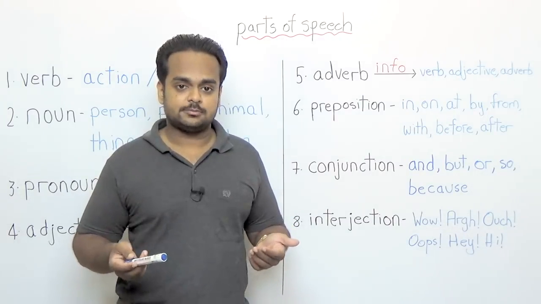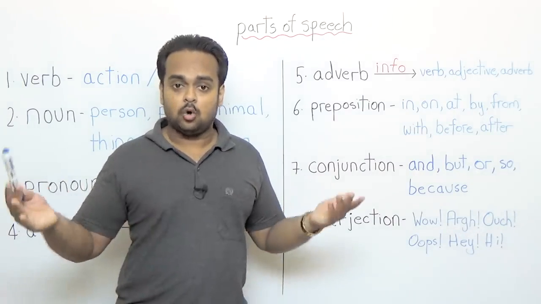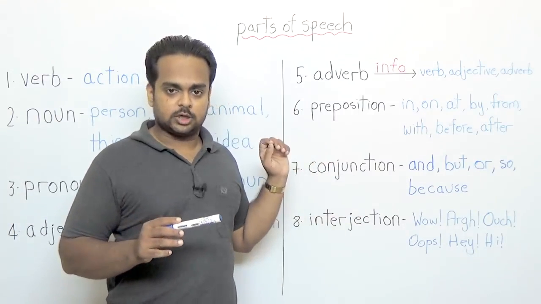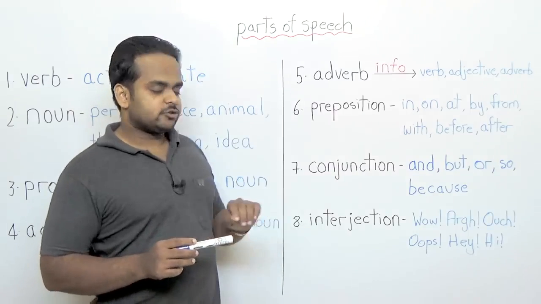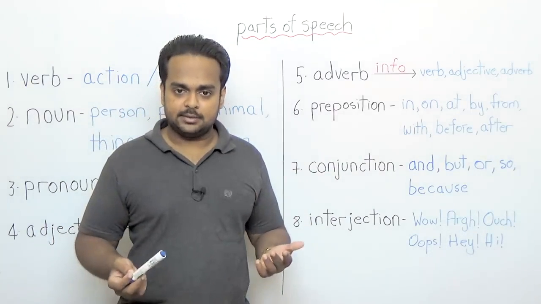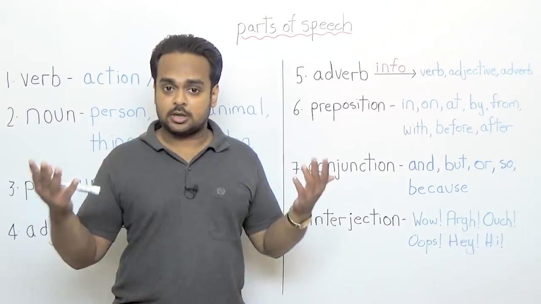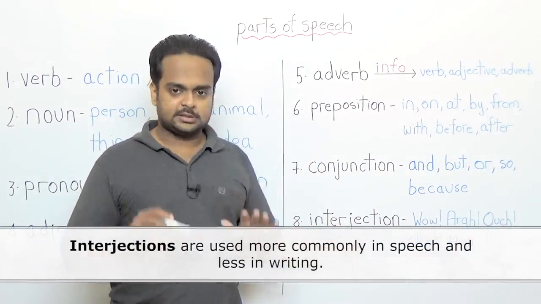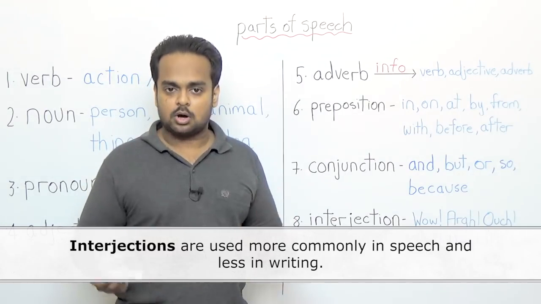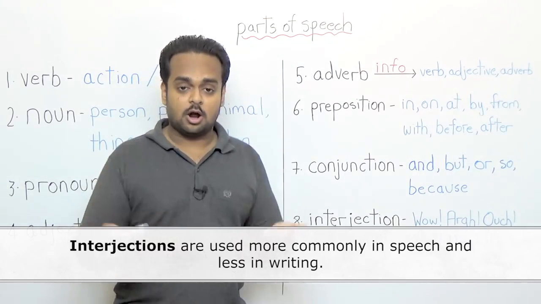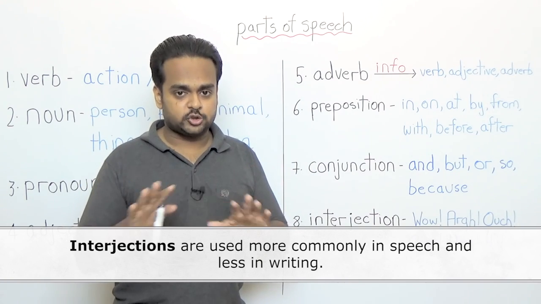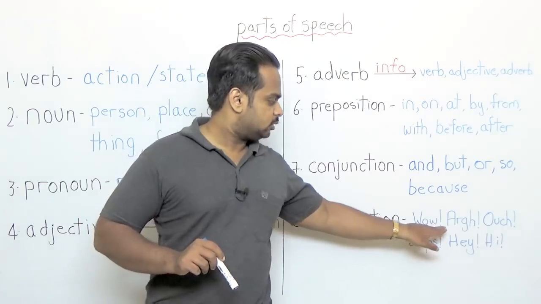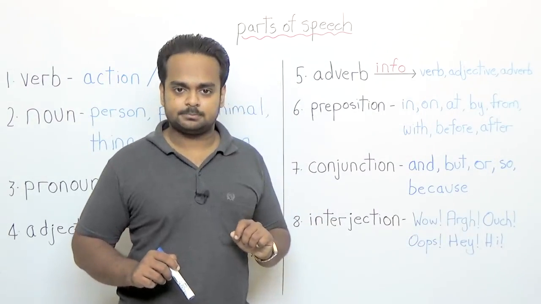Those can be nouns, or they can even be verbs, and even whole sentences. So you can connect any two ideas using conjunctions. And finally, interjections are words with no real meaning, and they help us to show exclamation or sudden emotion. Just remember that these are used more commonly in speech and not so much in writing. When we write them, we usually put an exclamation mark.